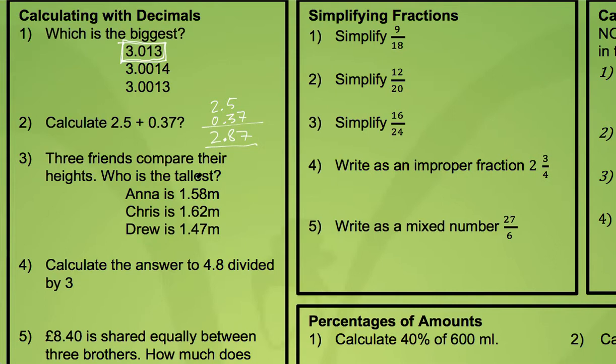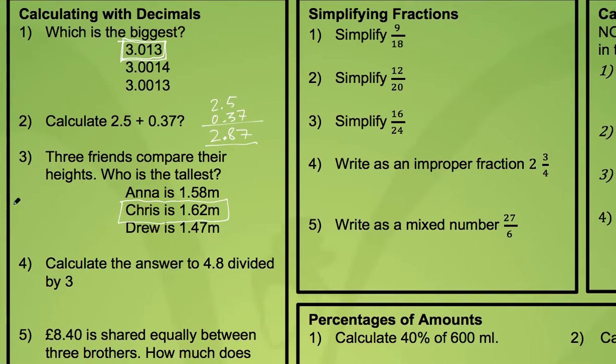3 friends compare their heights. Who is the tallest? Again, we're just looking for the highest number in the largest value column. So they're all over 1 meter, and we're comparing the values in this column. We don't care about those unless we have the same values in this column. So the highest value in this column is the 6, so Chris, 1.62 meters, is the tallest.